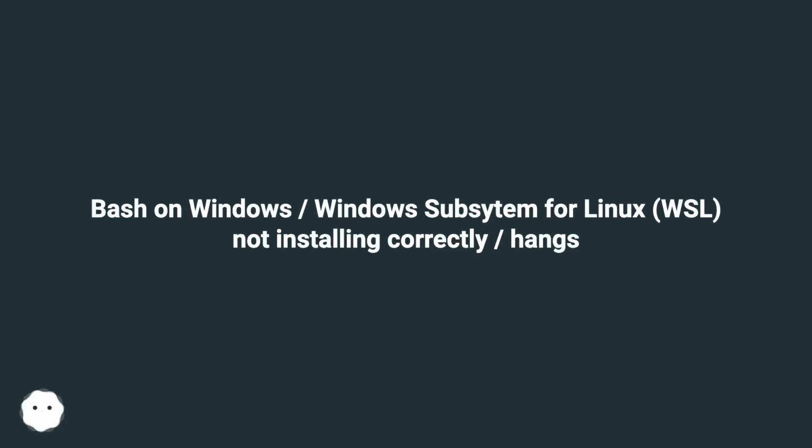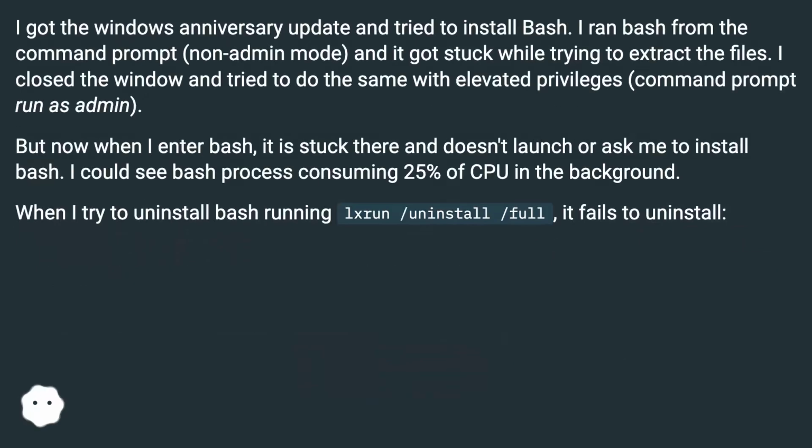Bash on Windows Subsystem for Linux, WSL, not installing correctly and hangs. I got the Windows Anniversary Update and tried to install Bash. I ran Bash from the command prompt, non-admin mode, and it got stuck while trying to extract the files.